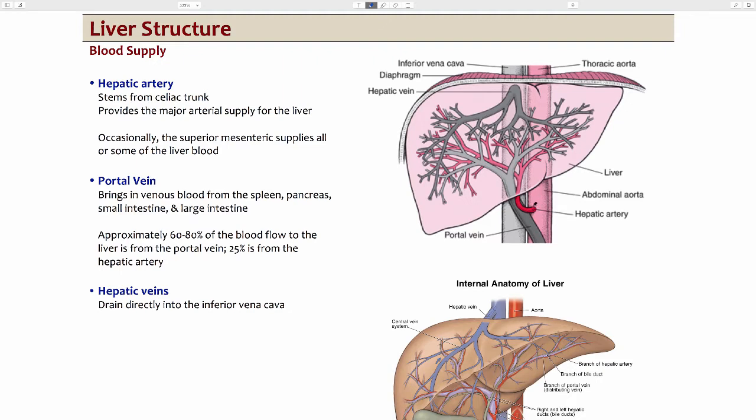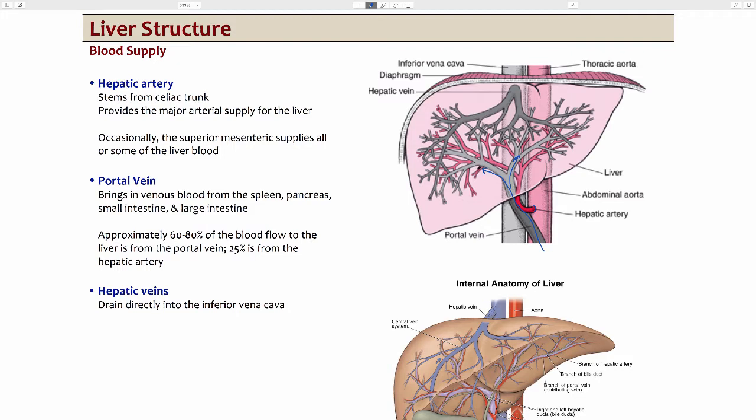The hepatic artery branches off the celiac trunk, and that extends and gives fresh arterial blood to the liver. Sometimes there are branches of the superior mesenteric artery, which supplies the upper intestine, also supplies some blood to the liver, but usually it's just the hepatic artery. The portal vein, this is coming from all your intestines, is bringing essentially deoxygenated blood, venous blood, but it's loaded with all these nutrients from the digestive tract. So the hepatic artery gives you the fresh oxygenated blood, and then the portal vein, the venous blood.